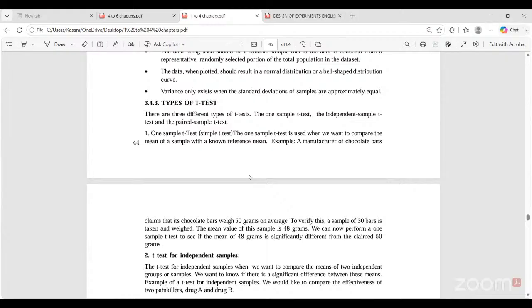A manufacturer of chocolate bars claims its chocolate bar is 50 grams on average. A sample of 30 bars is taken and weighed. The mean of the values is 48 grams. 50 grams is not there, it is 48. We now perform a one sample t-test to check whether the mean of 48 grams is significantly different from the claimed 50 grams.